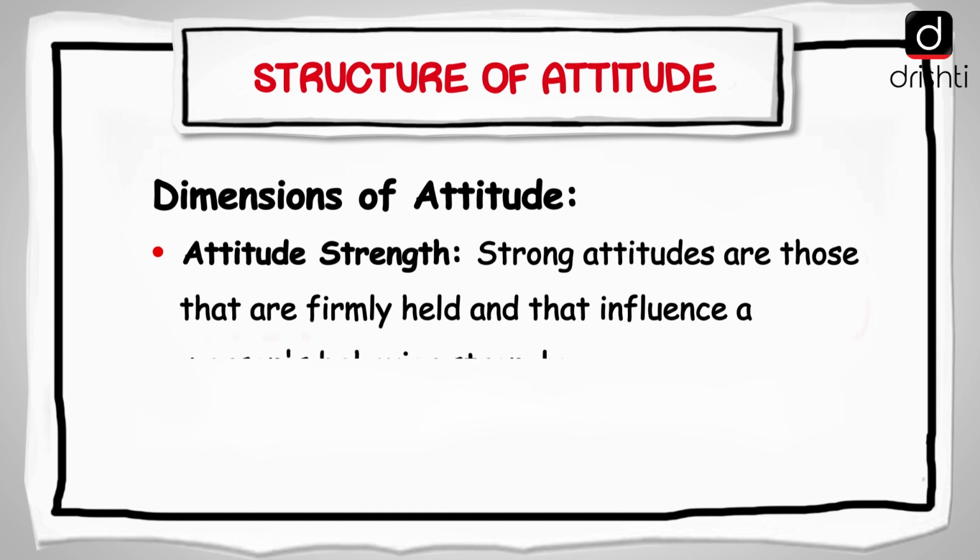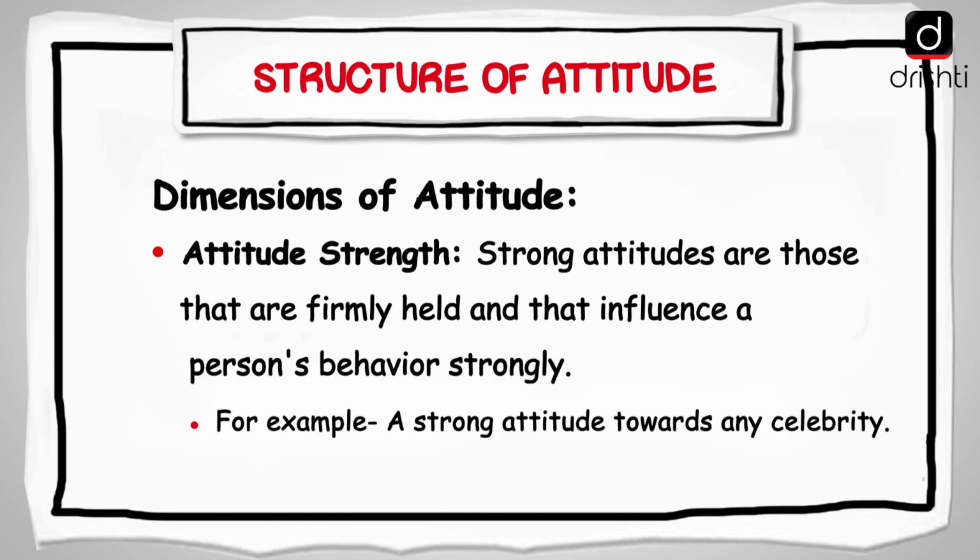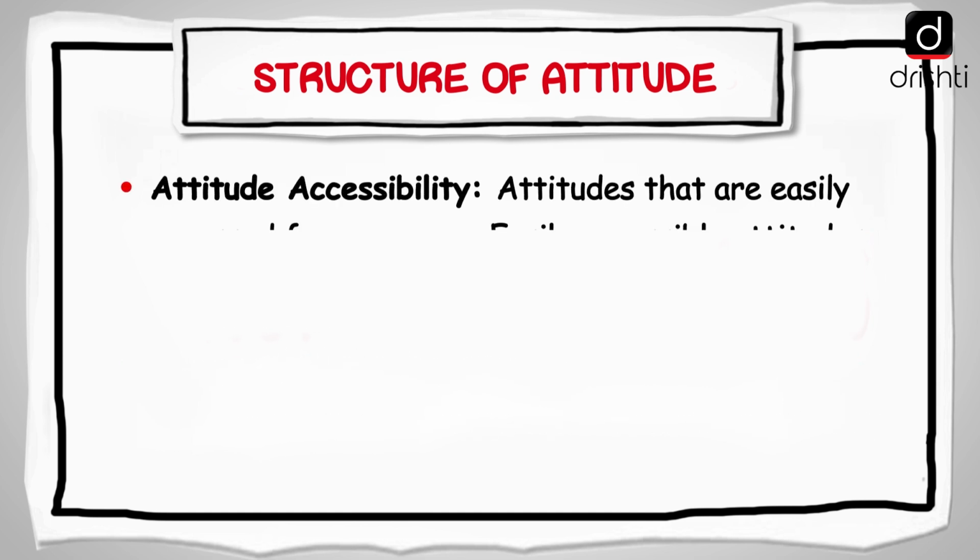To begin with, attitude strength. Strong attitudes are those that are firmly held and that influence a person's behavior strongly. People tend to have stronger attitudes about things, events, ideas, or people on which they have considerable knowledge and information. For example, a strong attitude towards any celebrity influences behavior in the form of reverence and resistance to any negative comments against the celebrity.